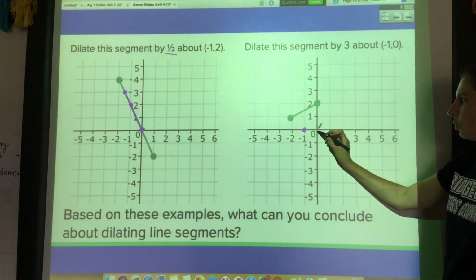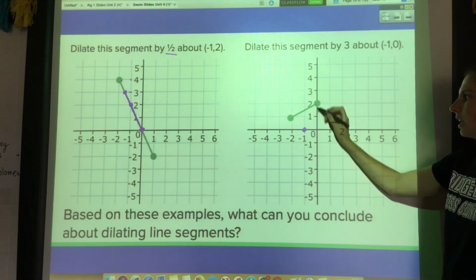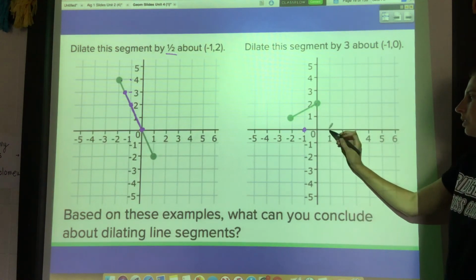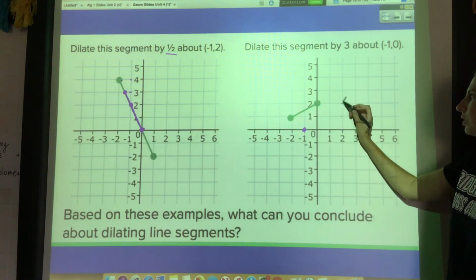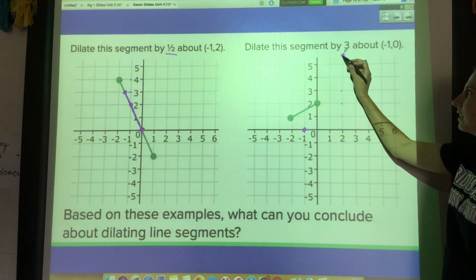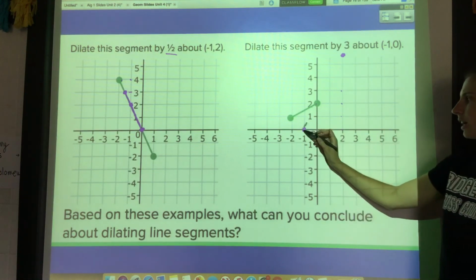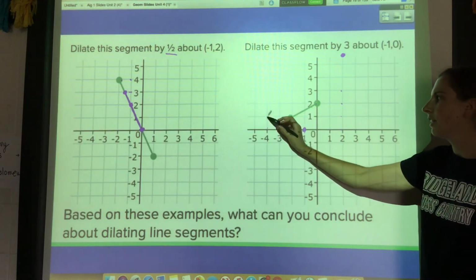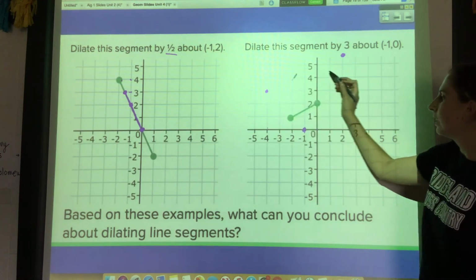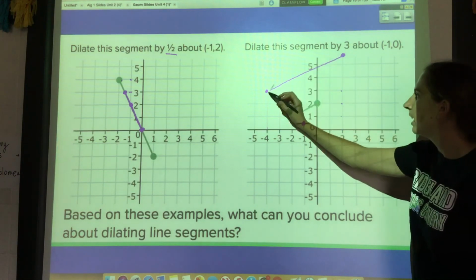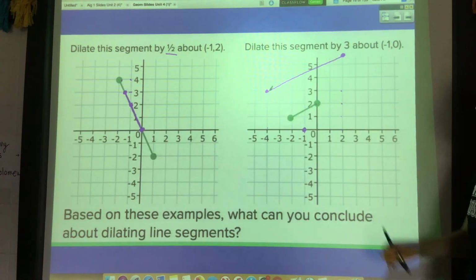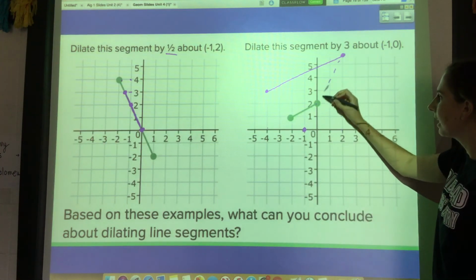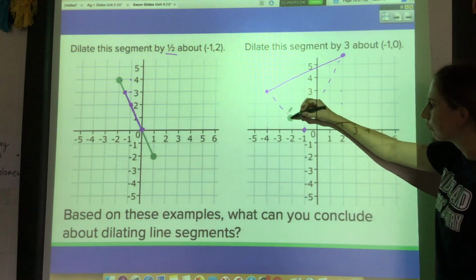Instead of going over 1, up 2, I'm going to triple those. So over 1, 2, 3, up 1, 2, 3, 4, 5, 6. And instead of going left 1, up 1, I'll triple that and go left 3, up 3. So that is my new segment, 3 times as long, and it grows out from the center of dilation, so you can see if I were to connect those points, they would go right through the center.